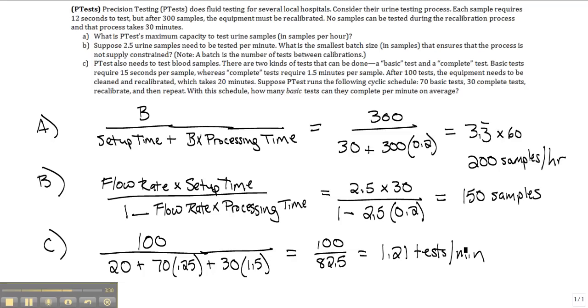If they're sticking to the existing schedule, it doesn't matter that the basic tests are shorter than the complete tests, because over the length of the process, once you account for setup times, everything averages out to 1.21 tests per minute.